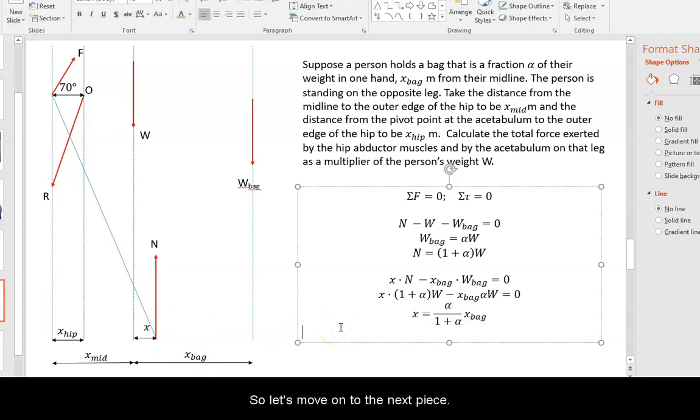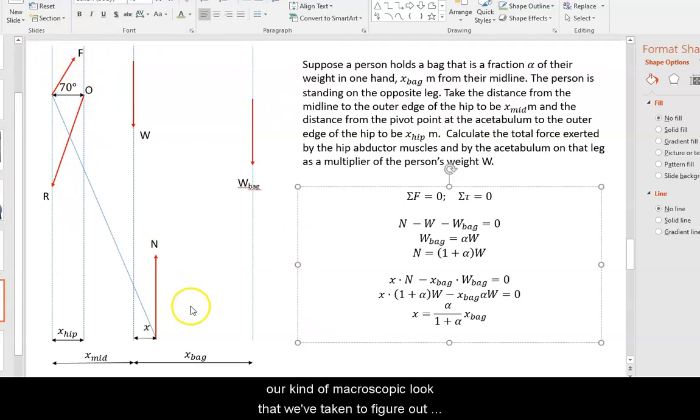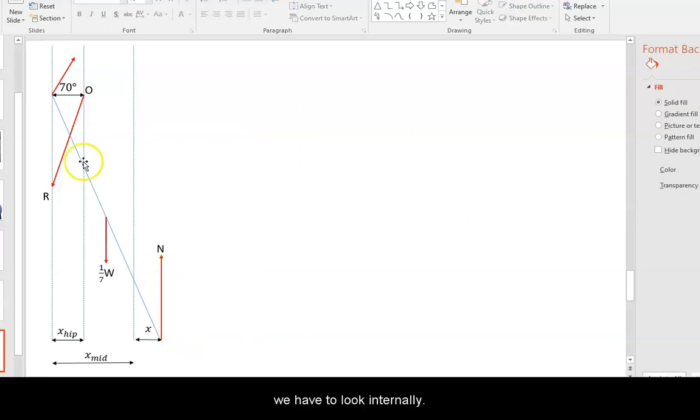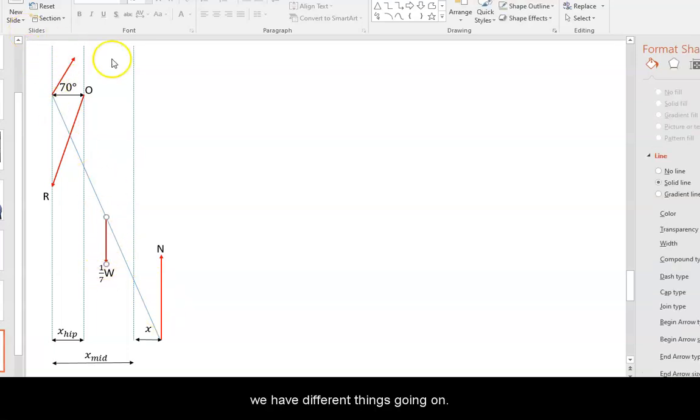Okay, so let's move on to the next piece, because we're after these forces up here, which are internal in our kind of macroscopic look that we've taken to figure out what the normal force is and where you have to put your foot. All right, the next piece, we have to look internally. So internally, we have different things going on. We have the normal force still, right? We're now looking at just the leg, and we're looking at the external forces on just the leg.